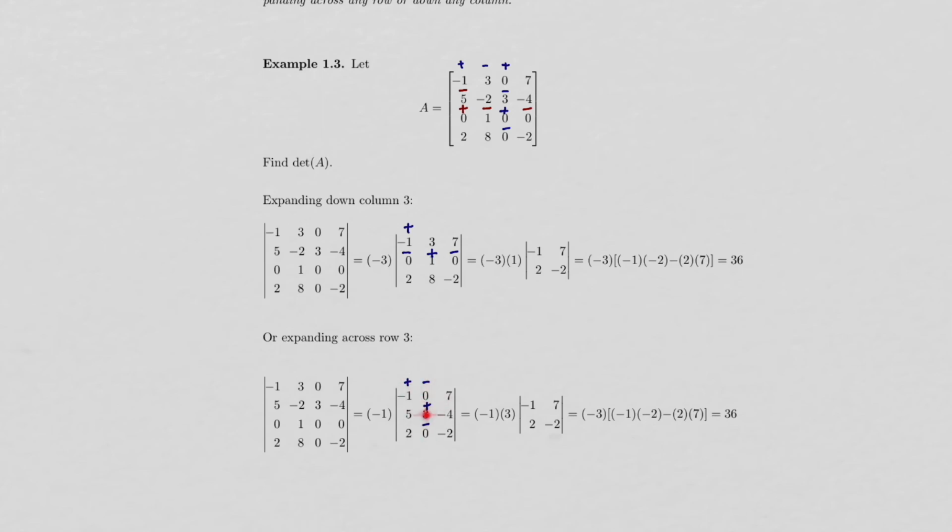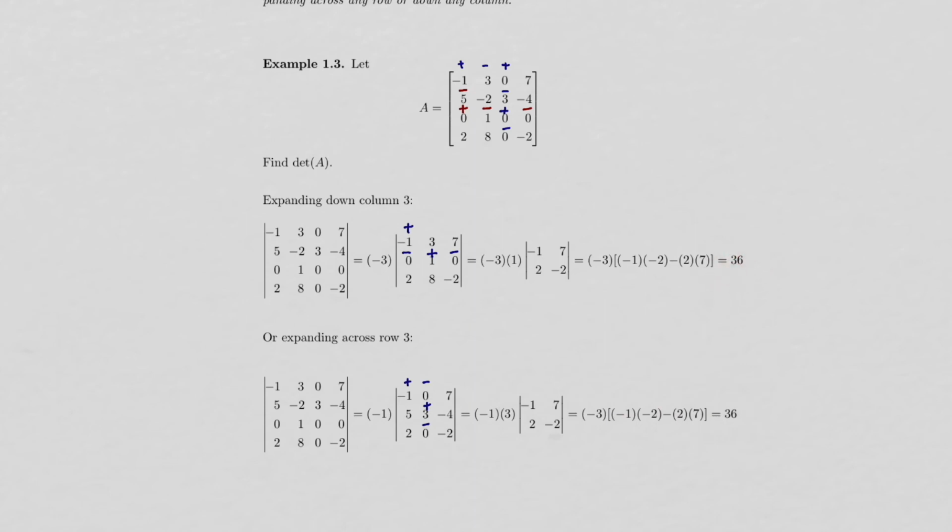So the 3 is going to have a positive sign, so I'll have minus 1 times positive 3 times the 2 by 2 I get when I take out the row and the column that the 3 is in. So minus 1, 7, 2, minus 2, and then to do the 2 by 2 determinant, I multiply across, minus 1 times minus 2, minus 2 times 7, then do the arithmetic, and I get 36. And of course, it's the same answer that I got up here.